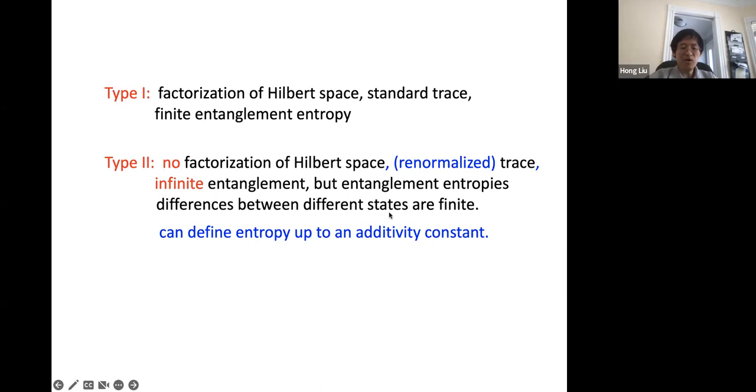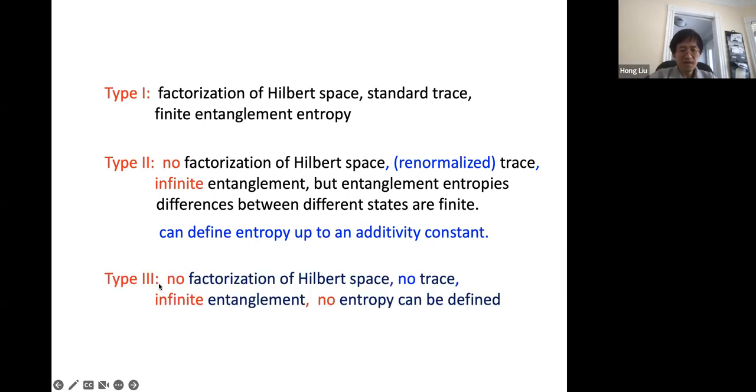And the more exotic situation is this type III. Here there's no factorization of the Hilbert space. You cannot define a trace, and there's infinite entanglement. So not only do you have infinite entanglement for each state, but also the difference of the entanglement entropy among the states is infinite. So just everything is infinite. In this case, no entropy can be defined. And this is precisely the situation for relativistic quantum field theory, which is required from causality. So these are three layers of entanglement.